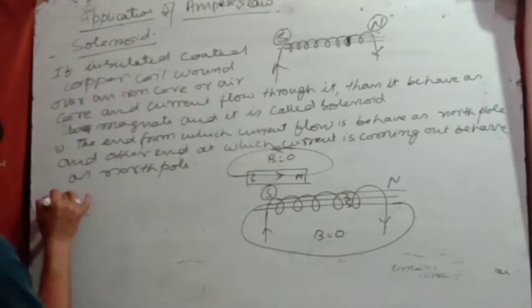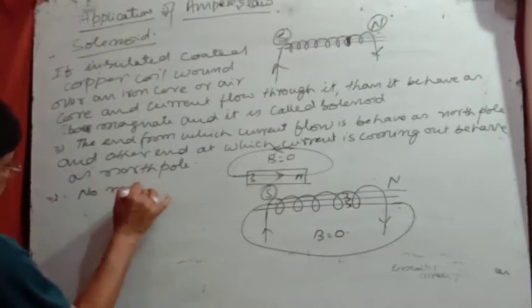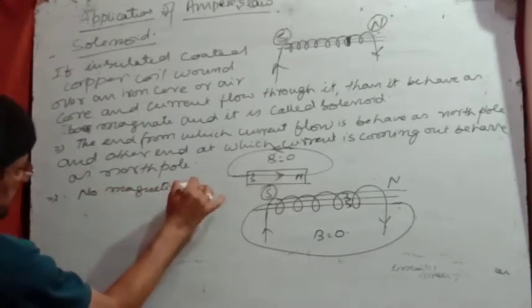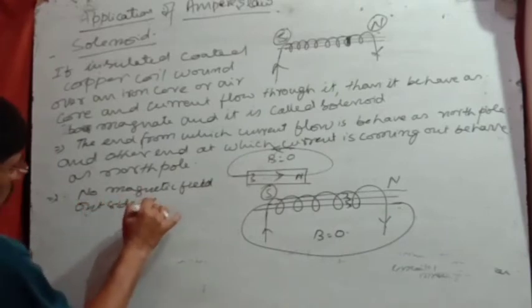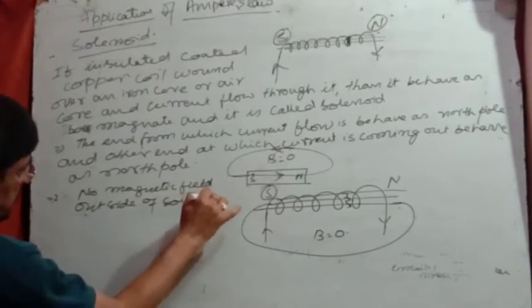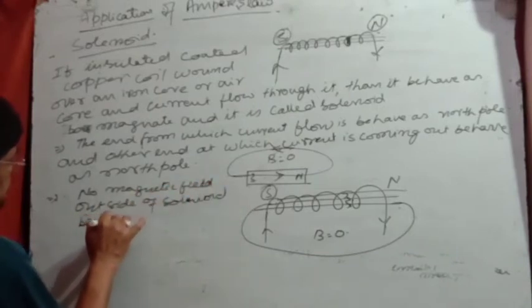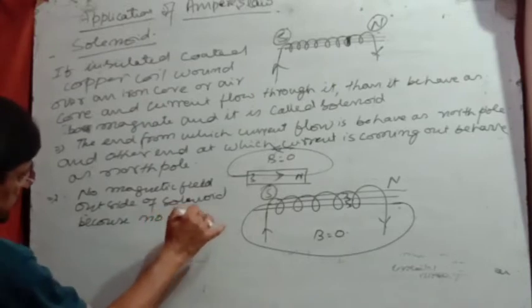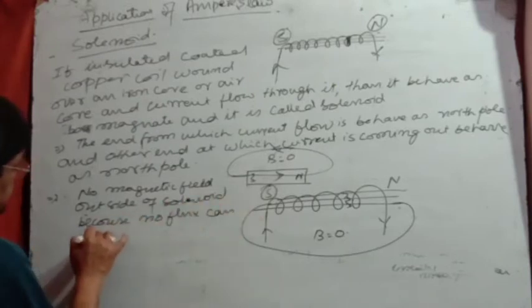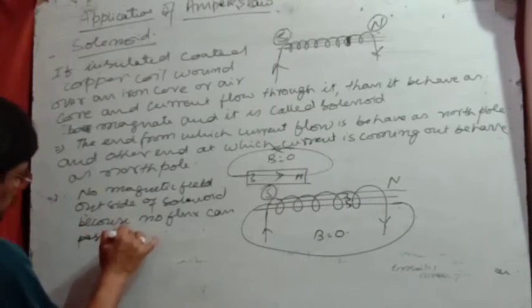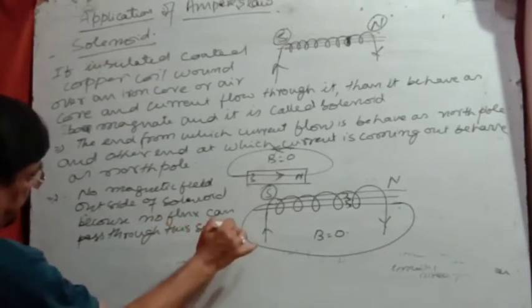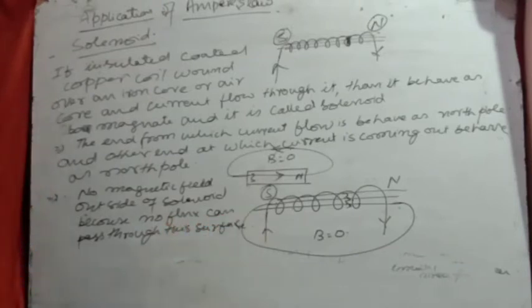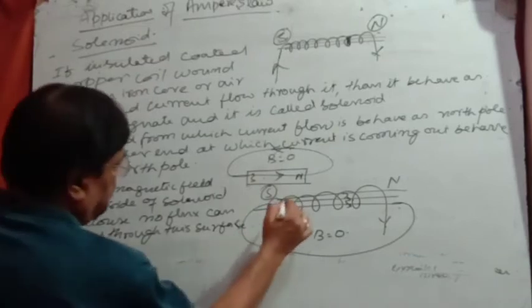तो नेक्स्ट वन इज नो मैग्नेटिक फील्ड outside of solenoid because no flux can pass through this surface. इस सरफेस के थ्रू, इस सरफेस के अलॉन्ग कोई भी फ्लक्स पास नहीं होता है, ठीक है.